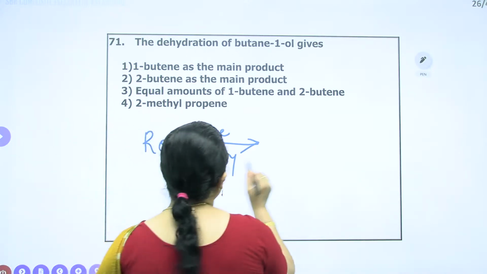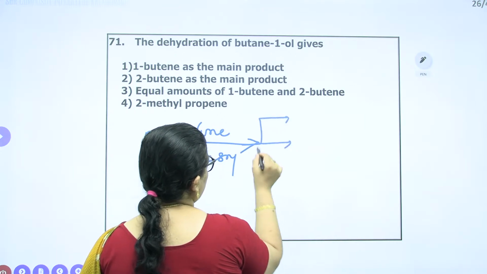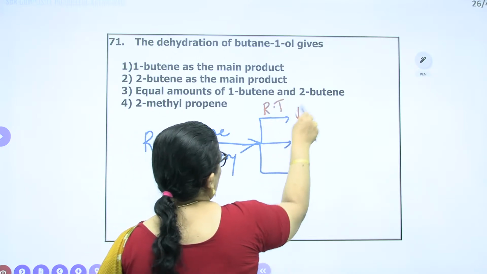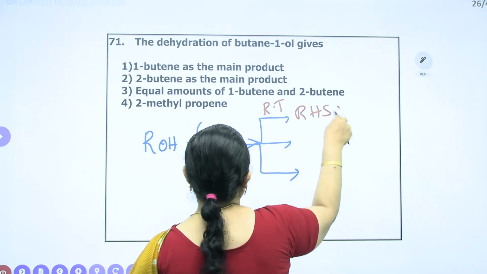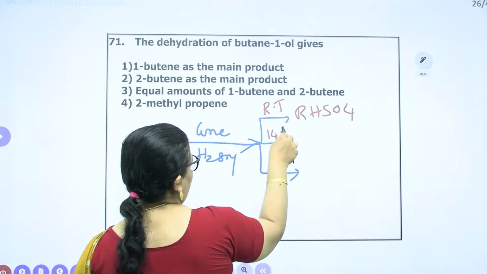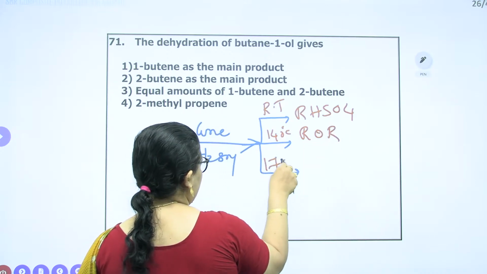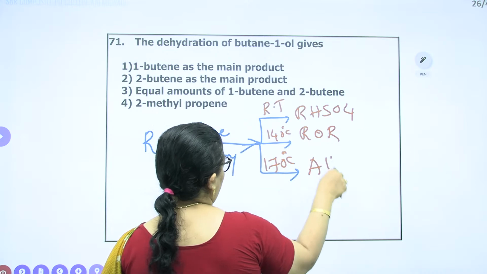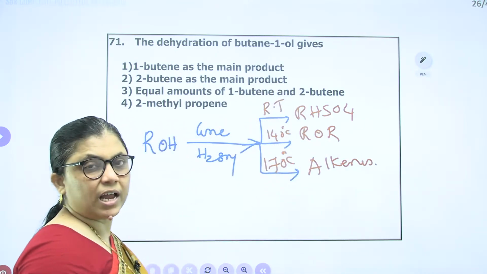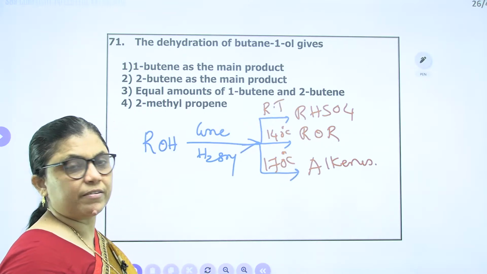So when we are treating with this reaction, at room temperature they are going to produce alkyl hydrogen sulfate. At 140 degrees Celsius, they will produce ether. At 170 degrees Celsius, they will produce alkene. And all the options are related with alkene. So it means that they are heating at high temperature, 170 degrees Celsius.